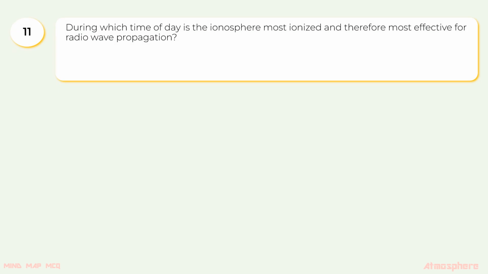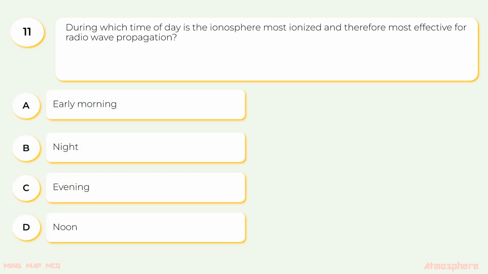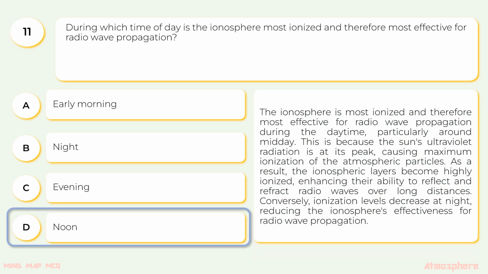11. During which time of day is the ionosphere most ionized and therefore most effective for radio wave propagation? The options are A. Early morning, B. Night, C. Evening, D. Noon. The correct option is D. Noon. The ionosphere is most ionized and therefore most effective for radio wave propagation during the daytime, particularly around midday. This is because the sun's ultraviolet radiation is at its peak, causing maximum ionization of the atmospheric particles.